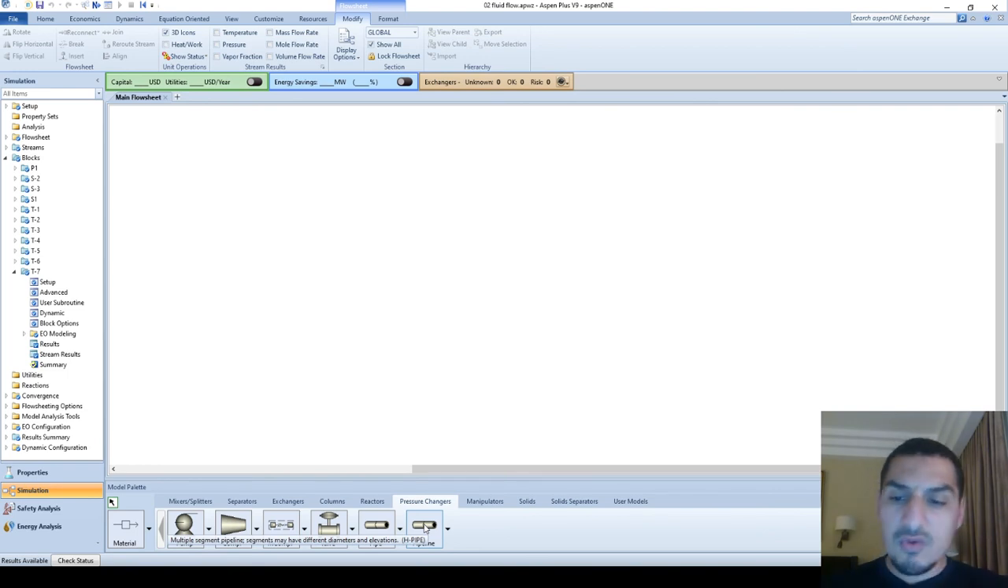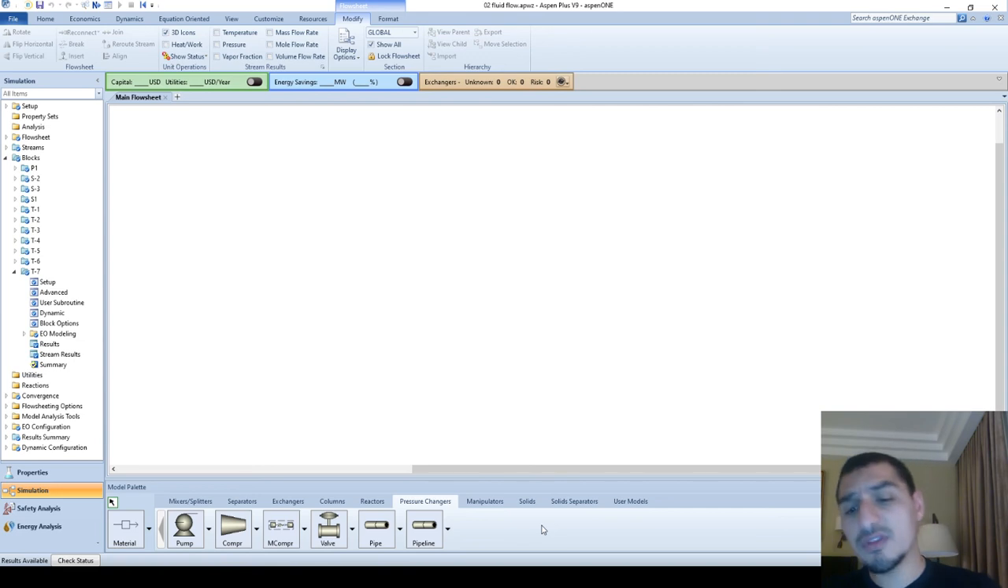So this is quickly an overview of the modules of the fluid handling blocks in Aspen Plus. In the next videos, we'll go through most of them, and we'll solve some of the examples in the textbook, or we'll go through some other examples that we might find in other textbooks. So I'll see you then, inshallah.